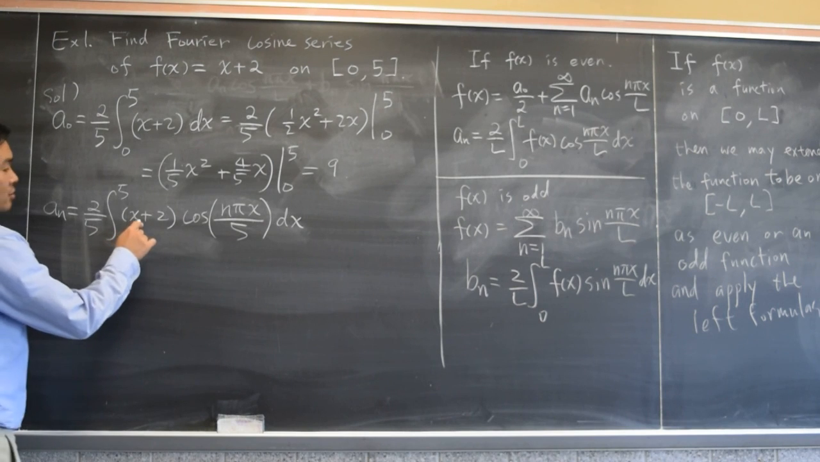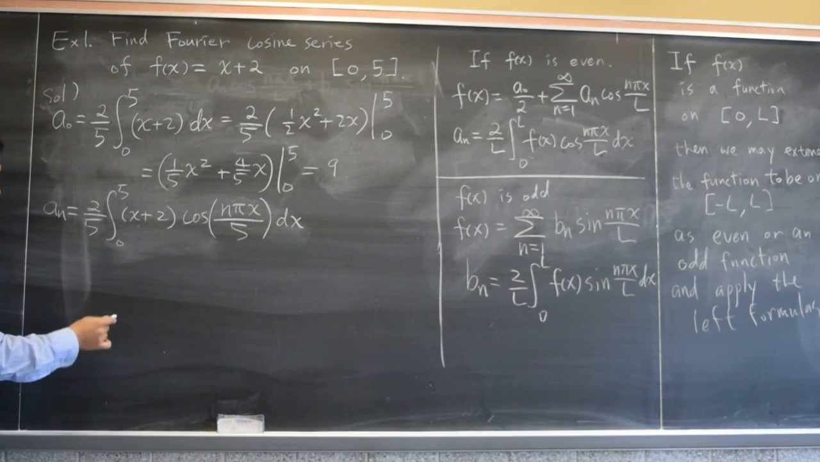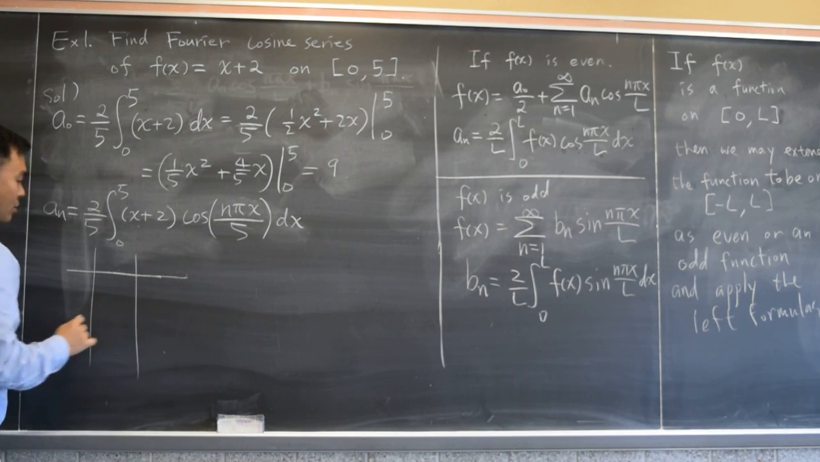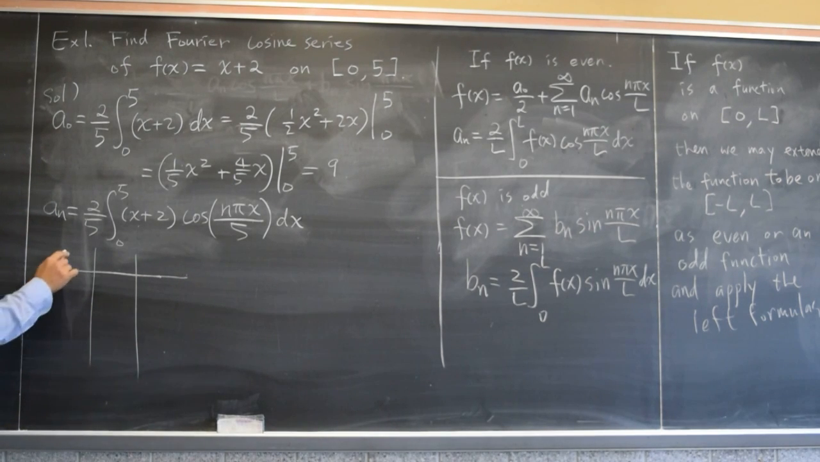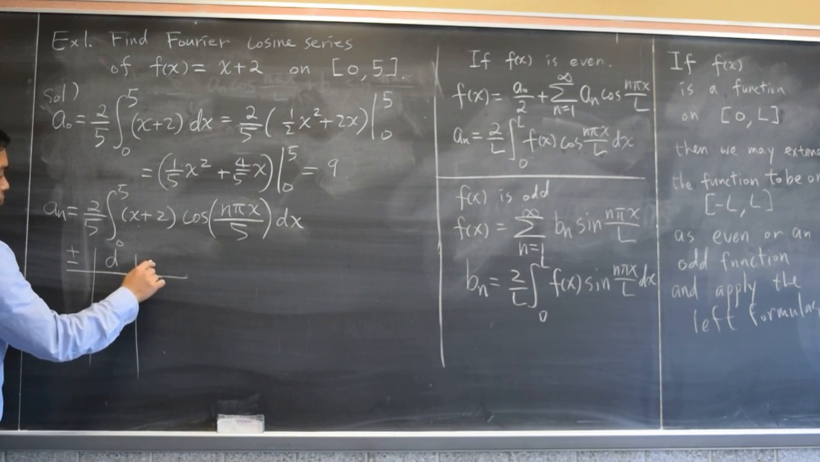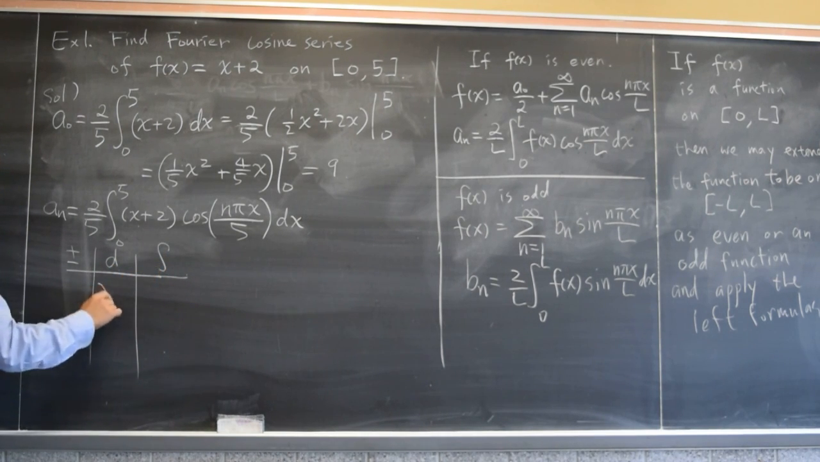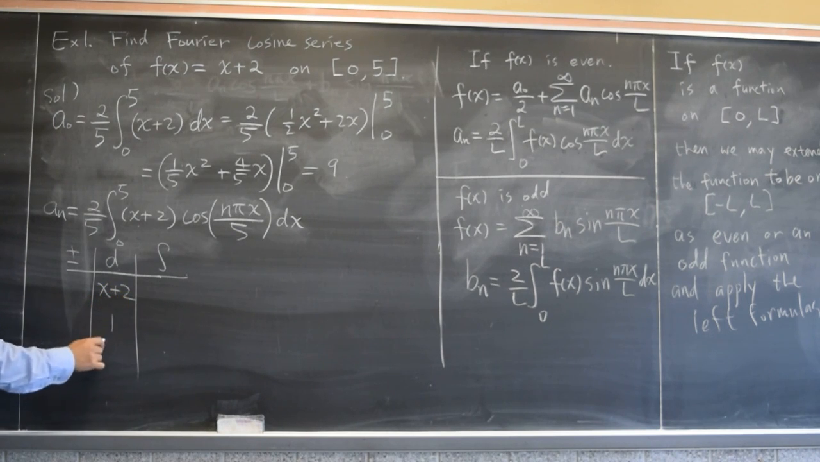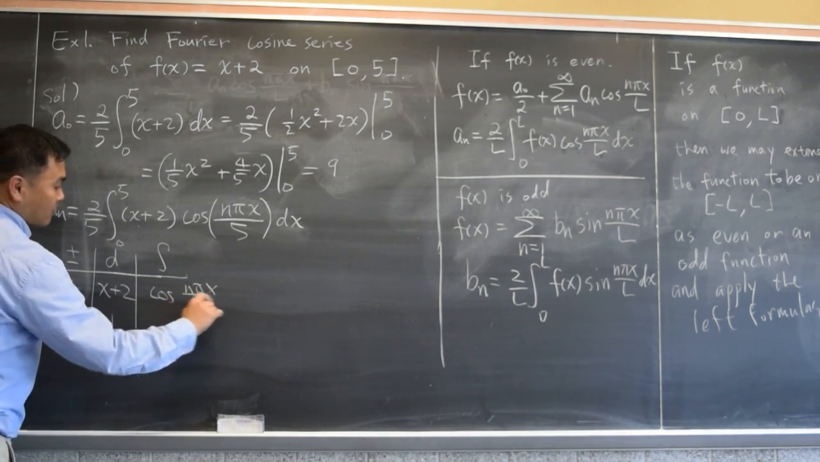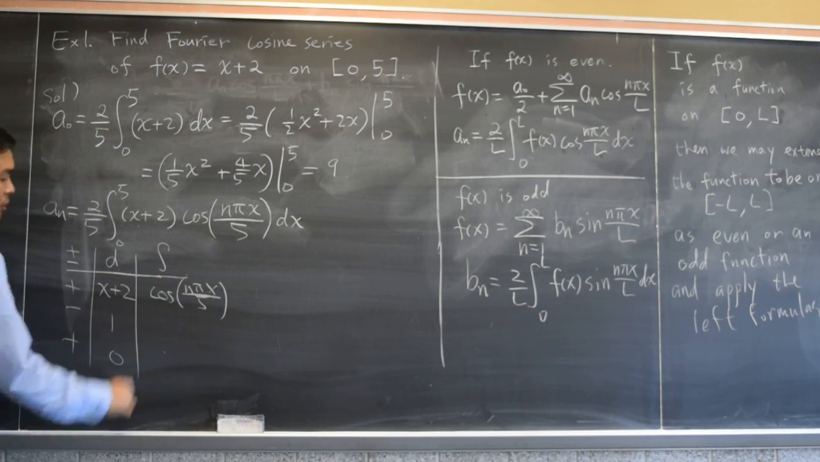And because this is a product of a polynomial and a cosine, you will need to use the tabular method or integrate by parts, whichever you prefer. I like tabular, so I'll use tabular. So x plus 2 differentiates to 1, differentiates to 0. So only 3 lines. And then cosine n pi x over 5 is what I need to integrate.